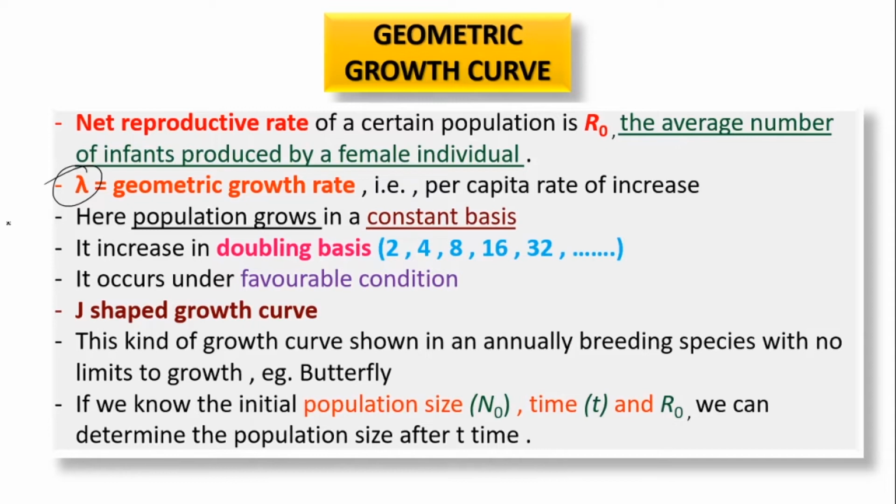Here the individuals or the populations show an increase on a doubling basis. That means 2 to 4, 4 to 8, 8 to 16, and so on. And the population grows on a constant basis. And here environmental factors cannot limit the population growth pattern. So we will see what the formula of the geometric growth curve is.